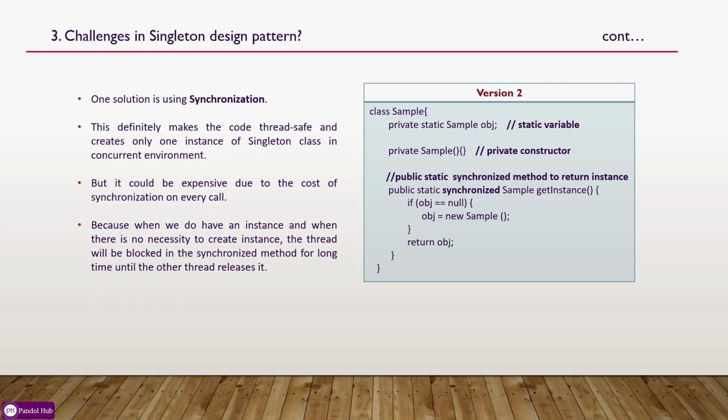So here what happens is, even if the object is already available, other threads keep waiting for the lock to be released for this method. So this is an unnecessary wait, where the other threads have to wait even after the object has already been created and is already existing.